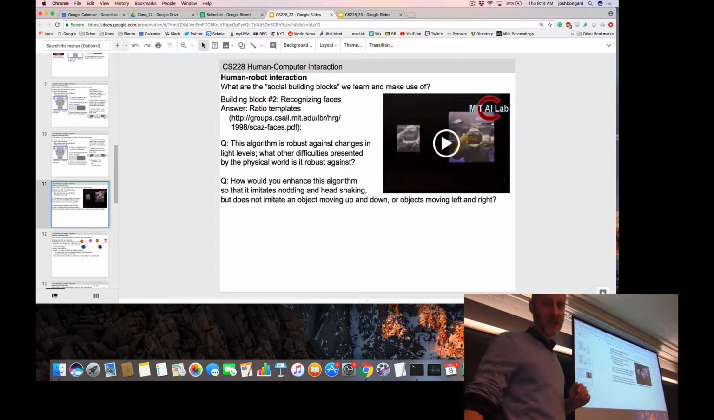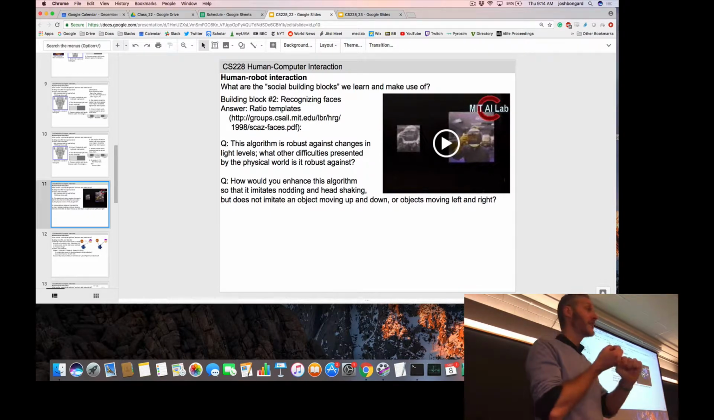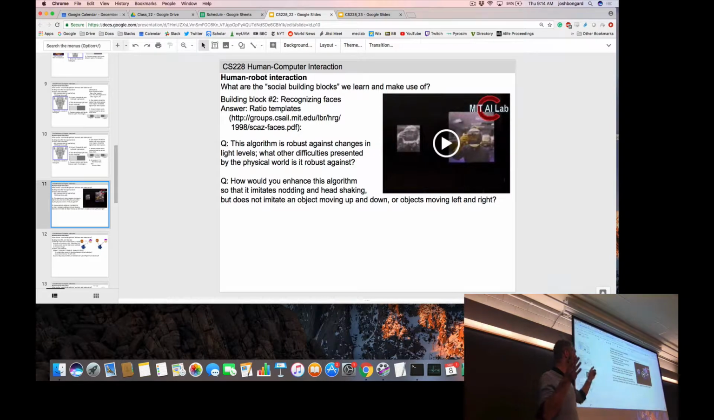Let's move on to something that's a little bit more challenging. So we looked at the VOR reflex, recognizing faces. This is obviously important. So COG, for example, is running the ratio template algorithm. It's now able to find faces in its field of view. And even if COG is moving or other people are moving, it's able to track those faces. If you're COG or a human infant and you've recognized a face, that's great. But so what? How is that going to help you?